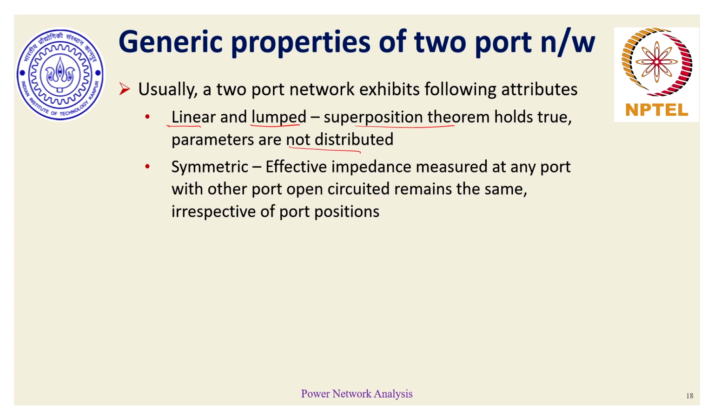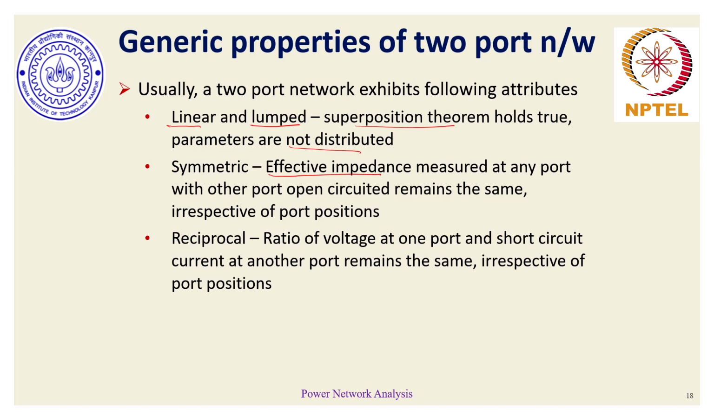Two-port networks often tend to be symmetric, in the sense that the effective impedance observed by this two-port network either at the sending end or receiving end, with the other port remaining open, is going to be the same because we are considering it to be a passive network.